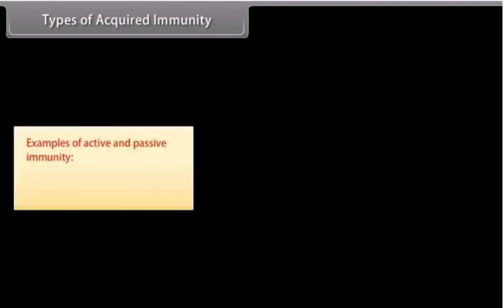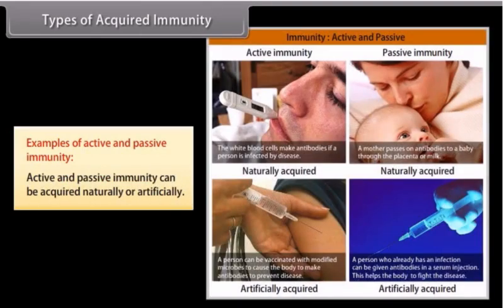Examples of active and passive immunity. Active and passive immunity can be acquired naturally or artificially.